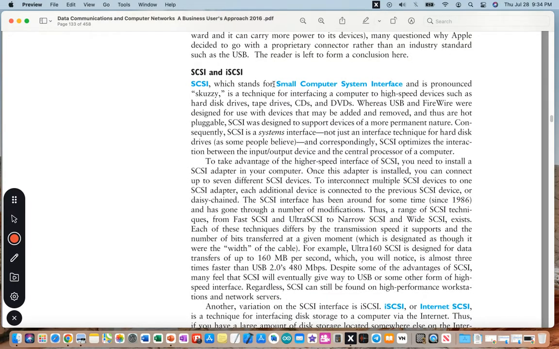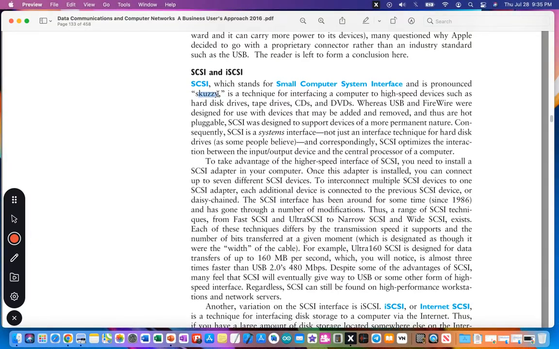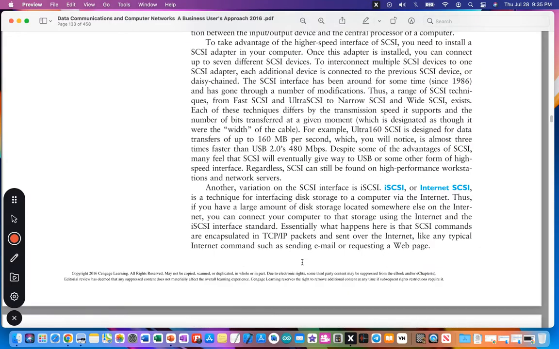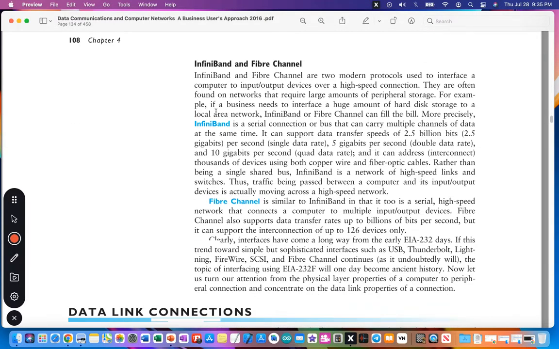SCSI and iSCSI. Small Computer System Interface, pronounced "scuzzy," is a technique of interfacing a computer to high-speed devices such as hard disk drives and tape drives, and is used in servers. And iSCSI, Internet SCSI, is a technique of interfacing disk storage to a computer via the internet. iSCSI. All right.